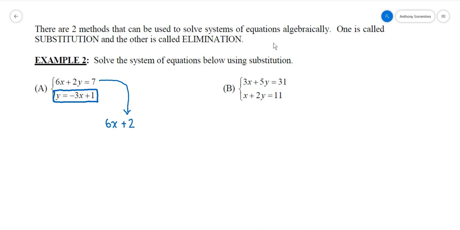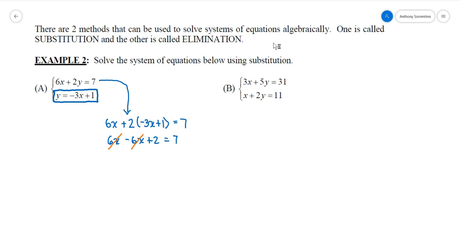Now y is negative 3x plus 1. So I rewrite the top equation, replacing y with what it equals in terms of x. And so now I carry out the algebra. I want to solve this equation. So we're going back to the things we've done earlier in this course. So I'm going to have 6x. When I distribute the 2, I'm going to have a minus 6x plus 2 equals 7.